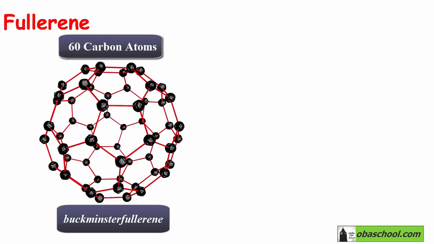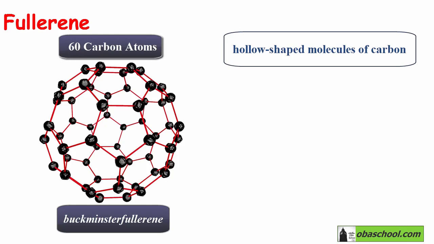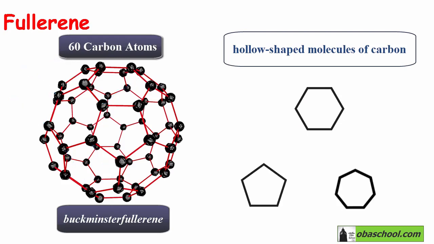So these are hollow-shaped molecules of carbon, and the structure is based on hexagonal rings of carbon atoms. So as you can see over here, there are 6 carbon atoms forming a hexagon: 1, 2, 3, 4, 5, and 6. Actually, fullerenes may also have rings of 5 or even 7 carbon atoms.